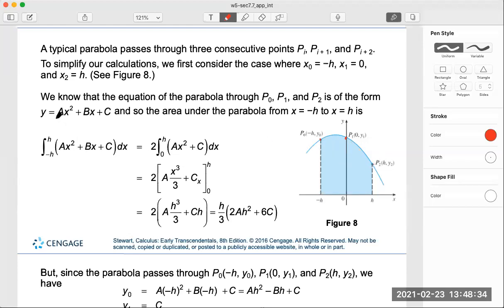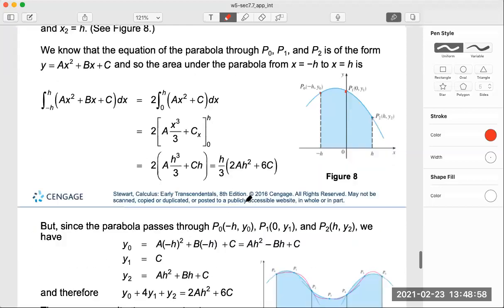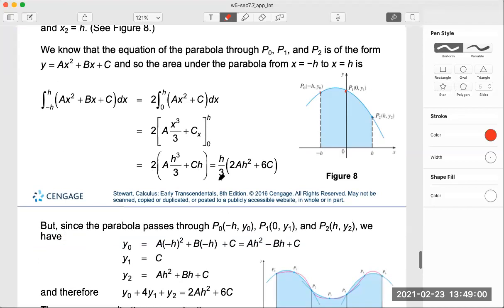Suppose A, B, and C are the coefficients of this quadratic function, and we don't know what they are, okay? But we know that. So from this, we can compute the area of this domain, and it becomes a simple integration. And finally, we can find that the area depends on A and C. Okay.